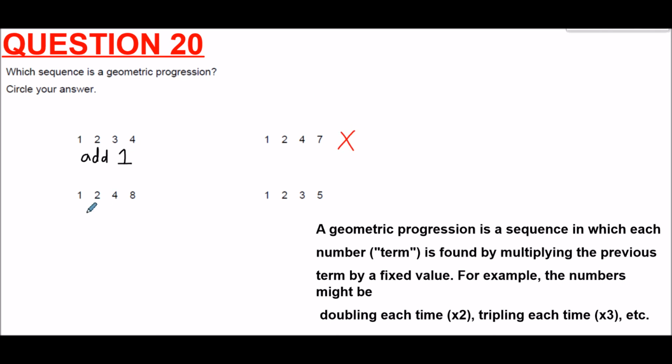But if you have a look at this one here, 1 times 2 is 2. 2 times 2 is 4. 4 times 2 is 8. These numbers are doubling. So this one here is a sequence where, as described earlier, each number is found by multiplying the previous one by a fixed value. In this case, you take the previous one and double it. So the fixed value here is 2. 1 times 2, 2 times 2, 4 times 2. The next number would be 16, then 32, and so on. The numbers are doubling each time. So that's why this one is a geometric progression.